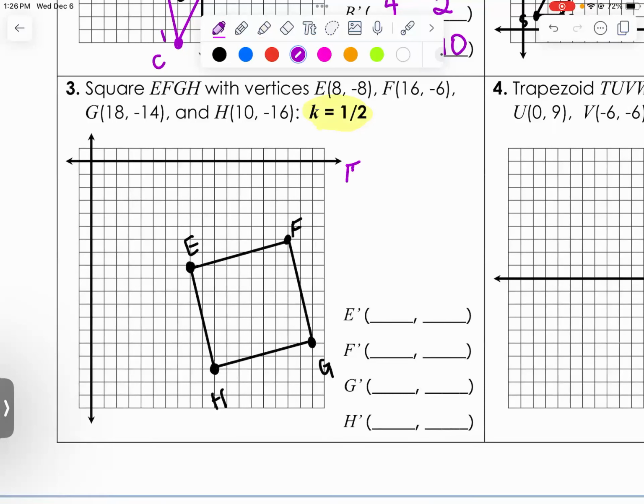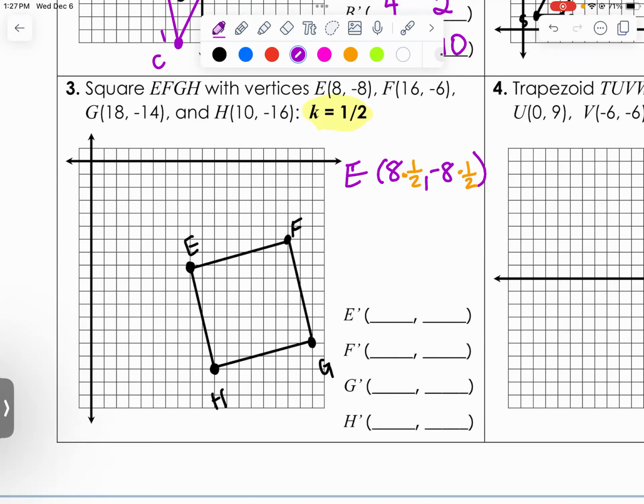I'll show you. So our coordinate is 8, -8, right? Multiplying by 1/2 is the same as what? It's the same as dividing by 2, okay? So if we're multiplying by 1/2, we're cutting it in half. We can multiply by 0.5, which is the same as dividing by 2. So if you want to multiply by 0.5, that's what we're doing.